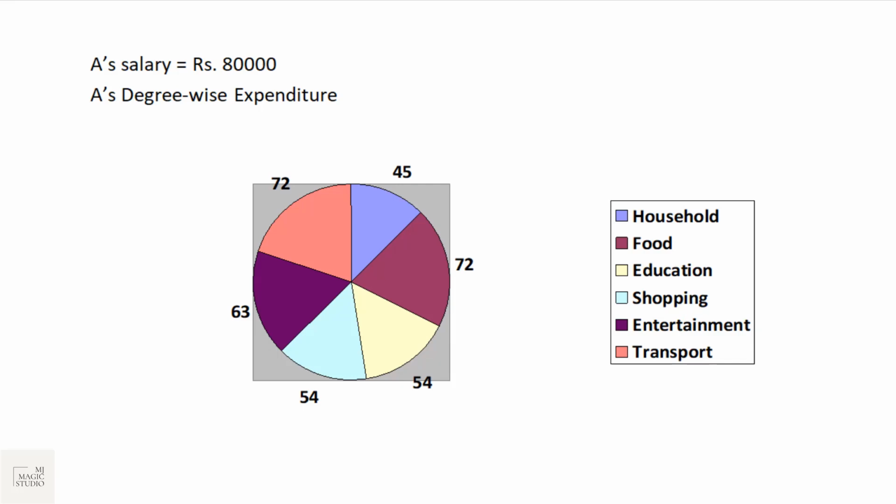Here the values given are in degrees, and the total should be 360 degrees and not 100%. So the 6 items are household, food, education, shopping, entertainment and transport. Please make a note of this, then we'll go and check the questions.